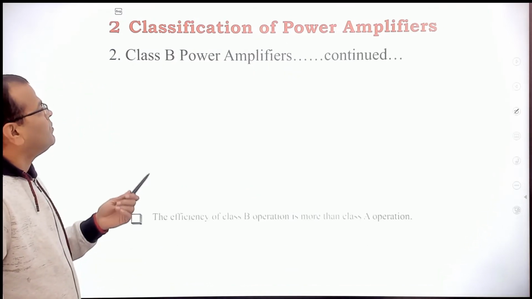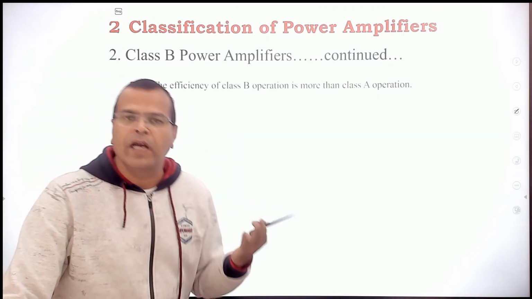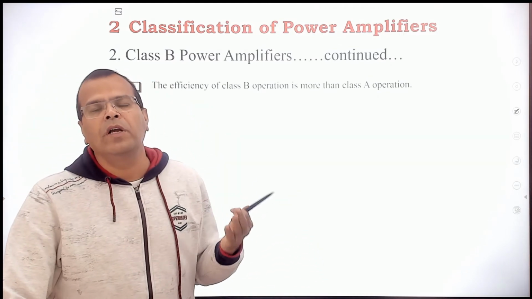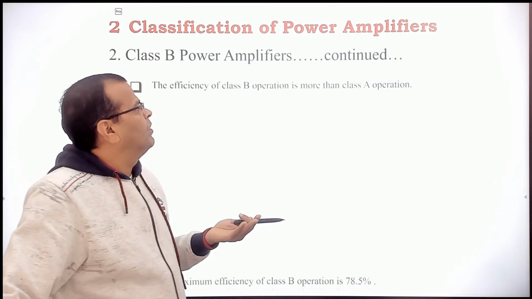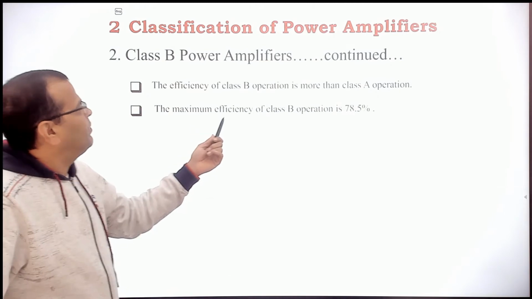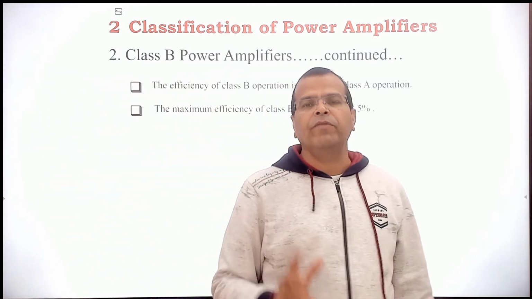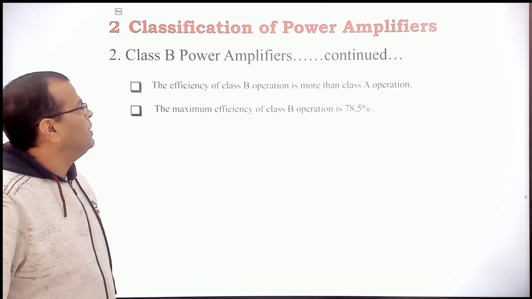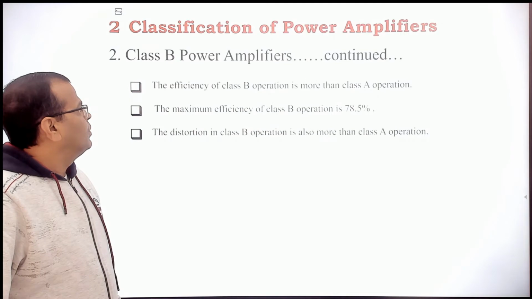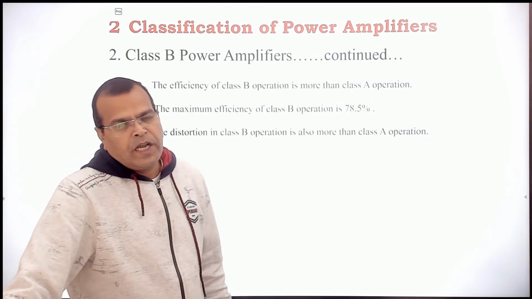Then efficiency in class B operation is more than class A operation because your losses are minimum when the device is off, right? And the maximum efficiency of class B amplifier, I have already told, is 78.5%. That is the maximum efficiency which can be achieved in class B operation. So the distortion in class B operation is more than class A operation. I have already explained.